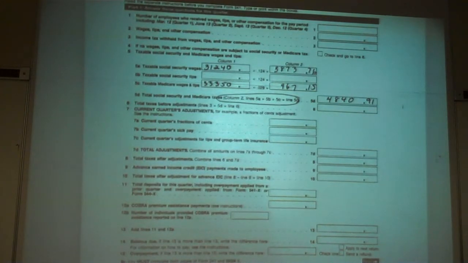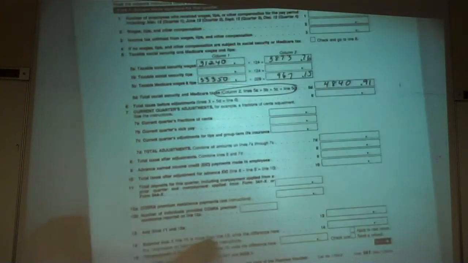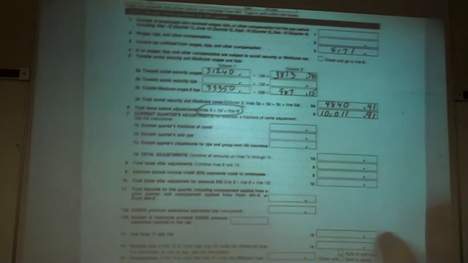Line number 6, total taxes before adjustments, lines 3 plus 5D equals line 6. So add those two up. Should be $10,011.91.